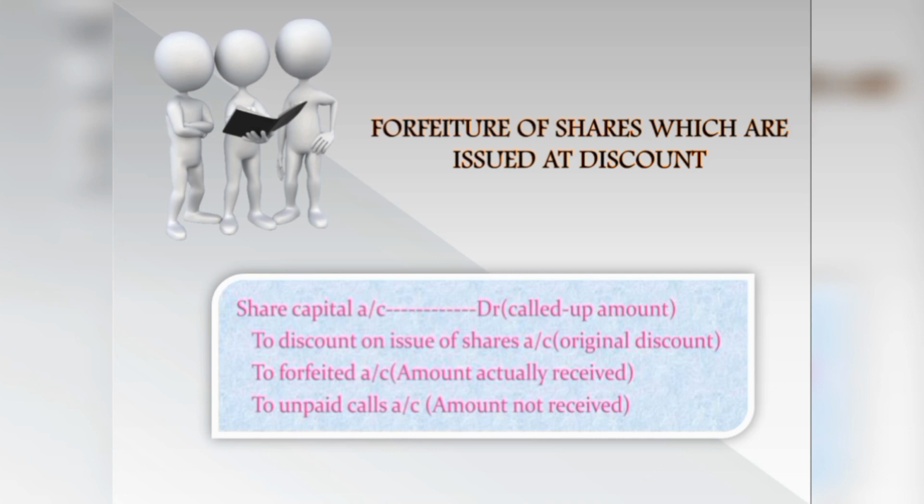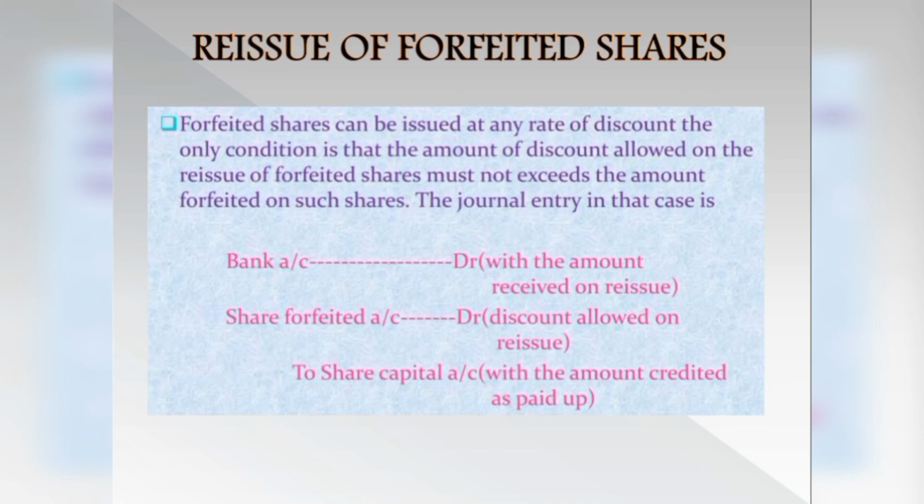Forfeiture of shares which are issued at discount, the journal entry will be share capital account debit called up amount, to discount on issue of shares account the original discount, to share forfeited account amount actually received, to unpaid calls account amount not received. Reissue of the forfeited shares.